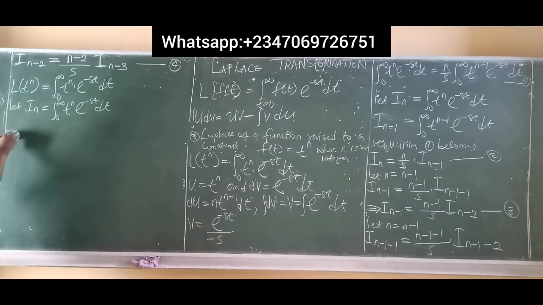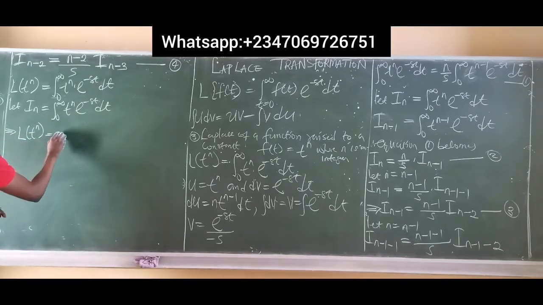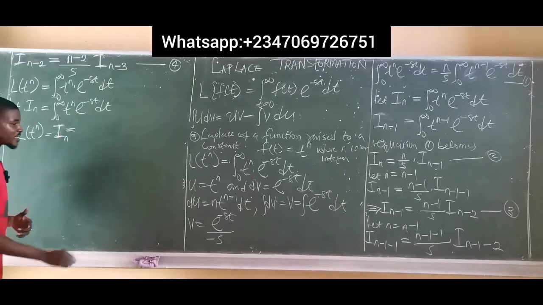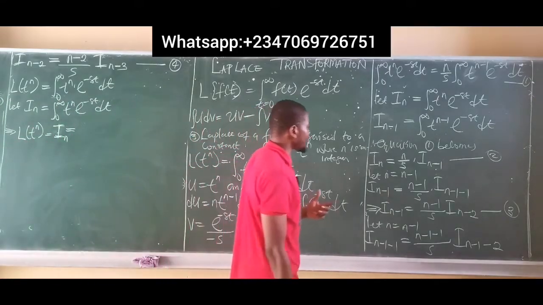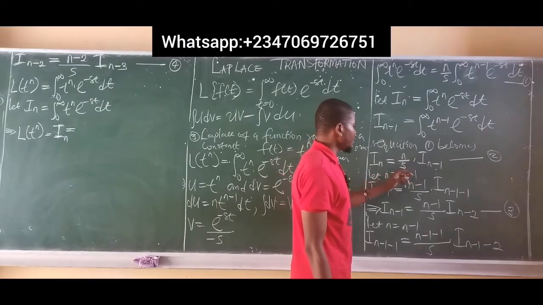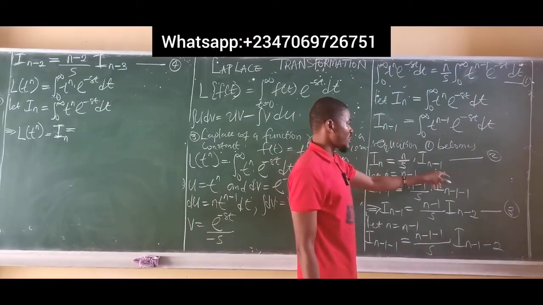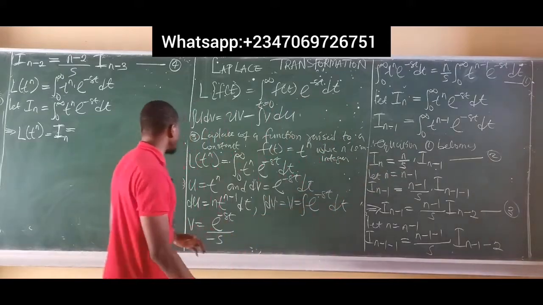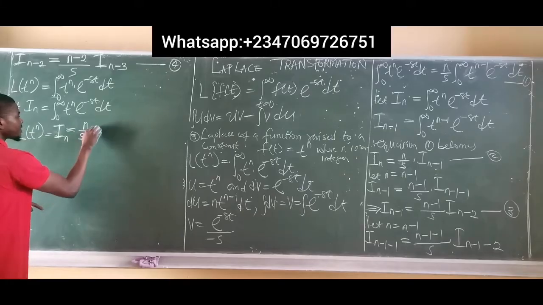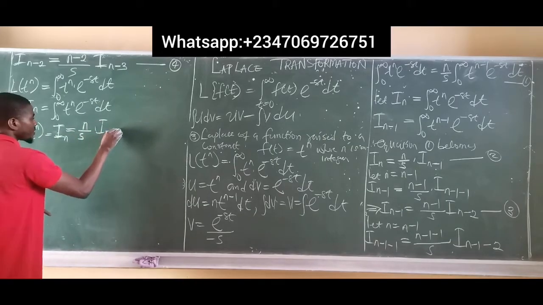So this simply implies that the Laplace transformation of t to the power of n is equal to what? I n. We call this I n, okay? But not forgetting, after carrying out that integral, we obtained I n to be equal to n over s times I n minus 1. So this simply means I n is equal to n all over s times I n minus 1.